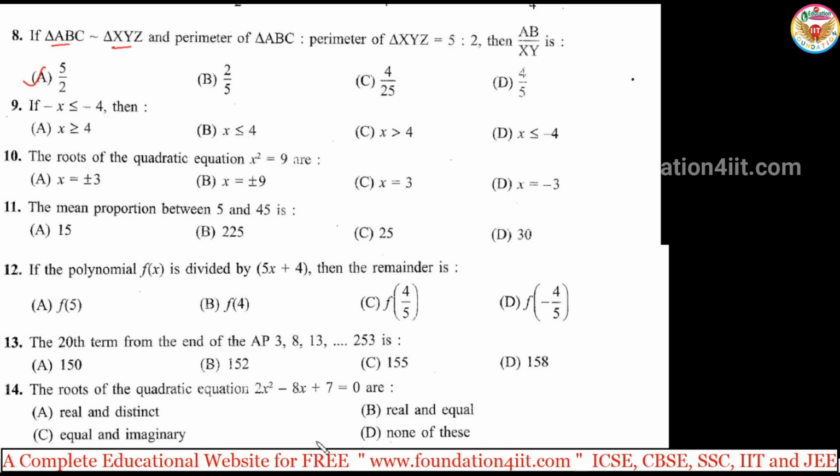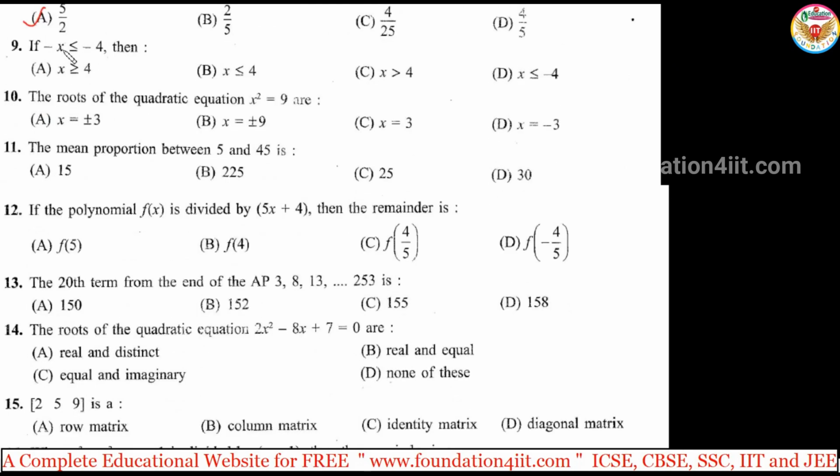Right. Next one. If minus x is less than or equal to minus 4, then there is a positive x always. So if you multiply both sides by minus 1, minus x becomes x and minus 4 becomes 4. Because of multiplying both sides by minus 1, the sign should be changed. Less than becomes greater than. So x is greater than or equal to 4. It is A.